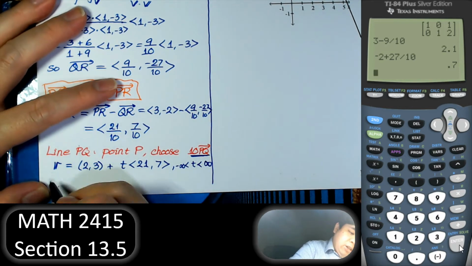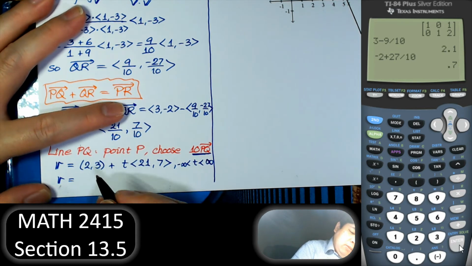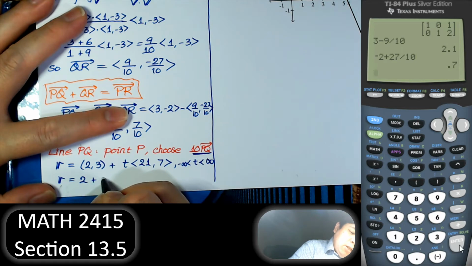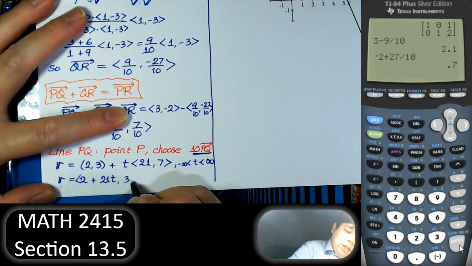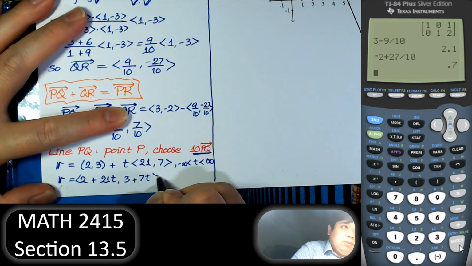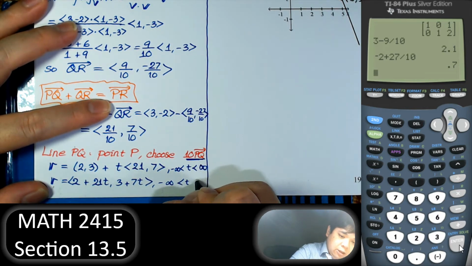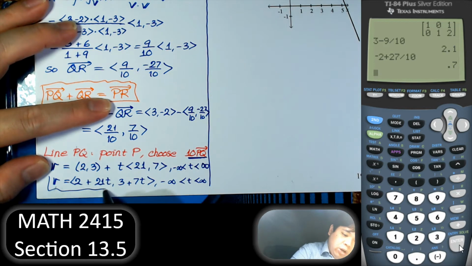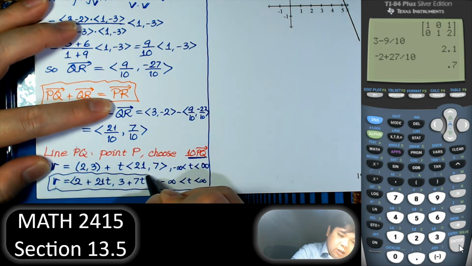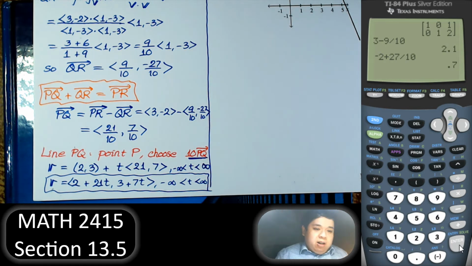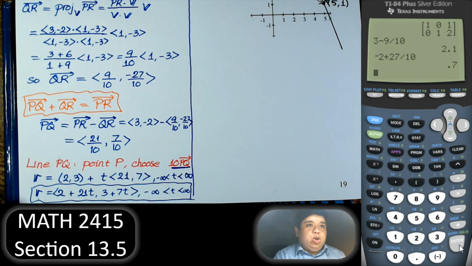So we have the equation 2 plus 21t and 3 plus 7t. So that is one way to do it. Right, so we use kind of a vector or geometry approach to do that.